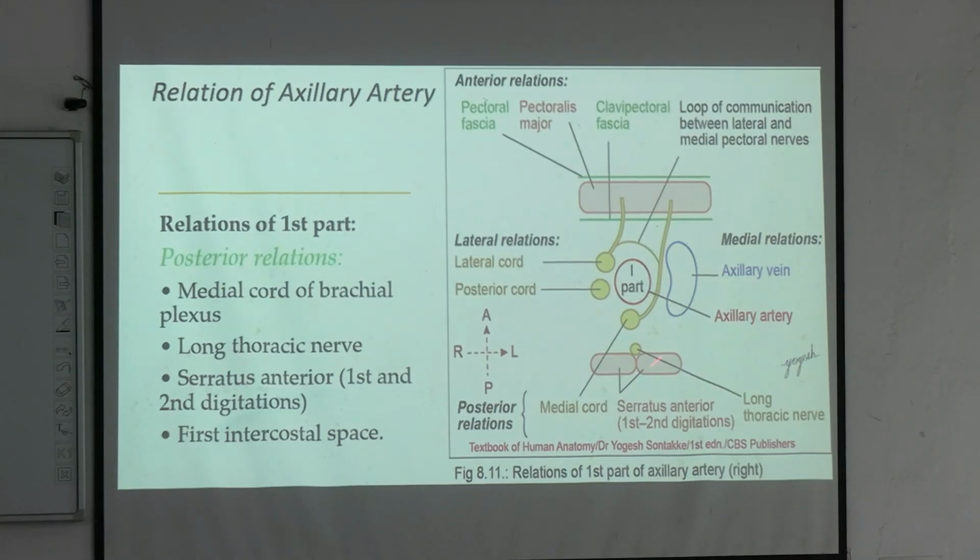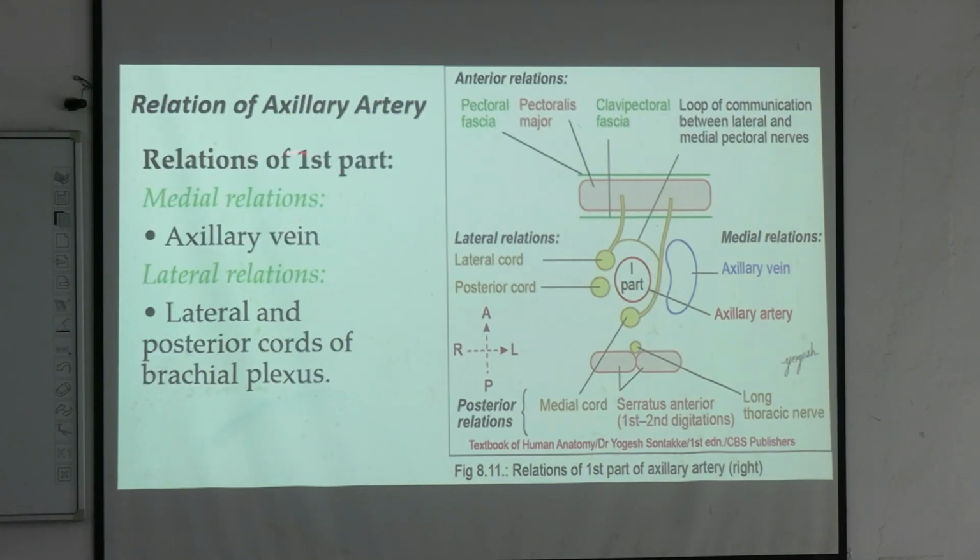Next, posterior relations. This is posterior relation, medial cord of brachial plexus. This is medial cord of brachial plexus, long thoracic nerve, here is the long thoracic nerve, serratus anterior muscle, first and second digitation, and the first intercostal space. All these are forming posterior relation of the first part. Next is medial relation. Medial relation is axillary vein. This large structure is the axillary vein. And lateral relation, lateral and posterior cords of brachial plexus. These two cords, lateral and posterior cords of brachial plexus. So these are the relations of first part of the axillary artery.